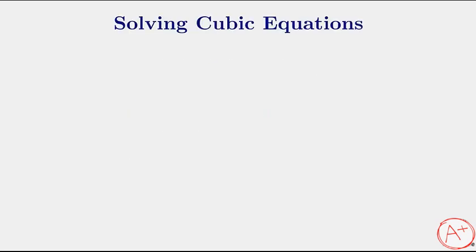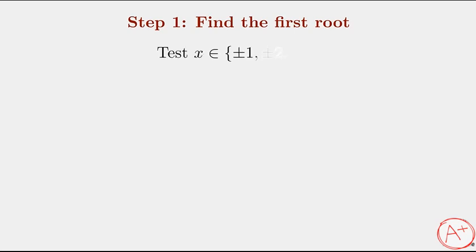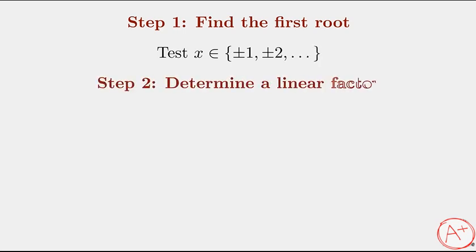To solve a cubic equation, ax cubed plus bx squared plus cx plus d equals 0, we follow a four-step systematic approach. First, we find a single root using trial and error. We test small integer values like 1, -1, 2, or -2. These are usually factors of the constant term d. Once we find a value k where the polynomial equals 0, we apply the factor theorem to identify x minus k as our first linear factor.